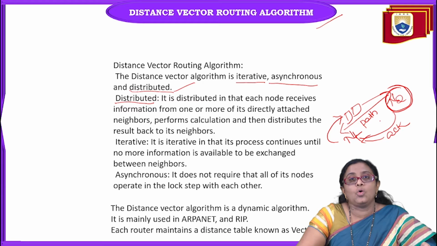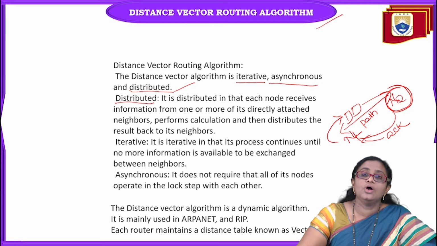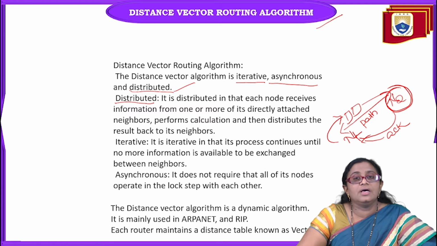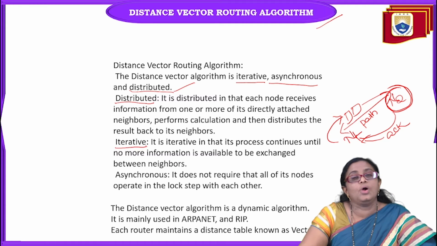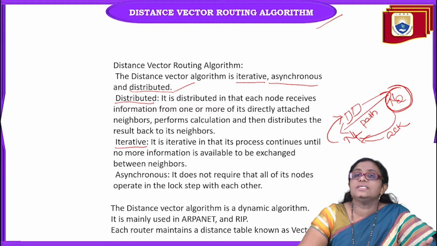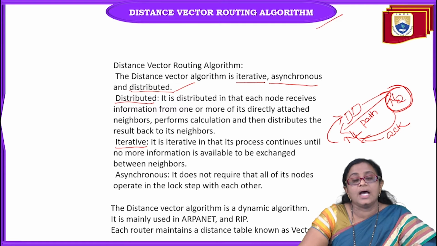So this is the main concept which should be included while you are studying or dealing with computer networks. And the second point is iterative. What do I mean by iterative? It is iterative in that the iteration is a process that continues until no more information is available to be exchanged between the neighbors.